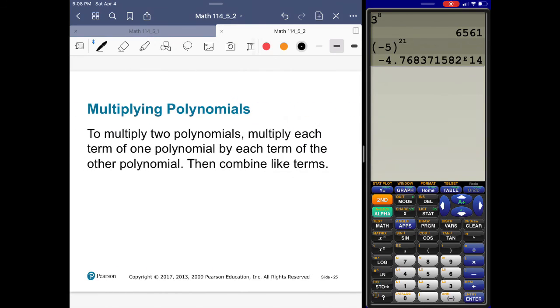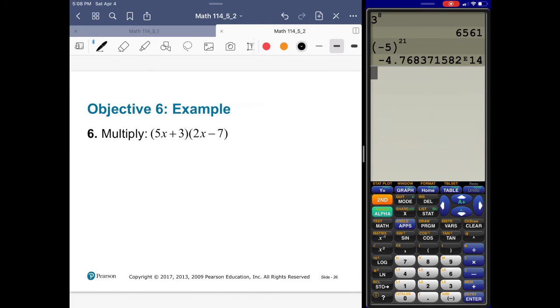Multiply polynomials when neither is a monomial. Okay. So to multiply two polynomials, multiply each term of one of the polynomials by each term of the other polynomial, then combine like terms. So this is telling me, I know you know it by FOIL, but let's ignore that. Let's just use the distributive property. I'm going to distribute like so.